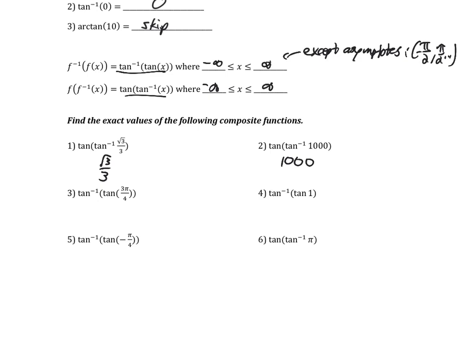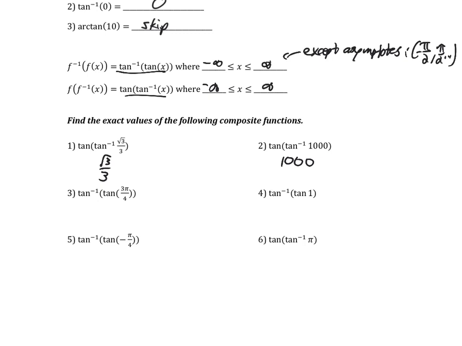Number 3, inverse tangent of tangent of 3 pi over 4. I just want to walk through the mechanics of this so you can see how it works. Again, it's very similar to sine and cosine, but you may be saying, well, the domain for each of them is negative infinity to infinity, so my answer is just 3 pi over 4. It is not. You still have to think about the range of what inverse tangent will be.